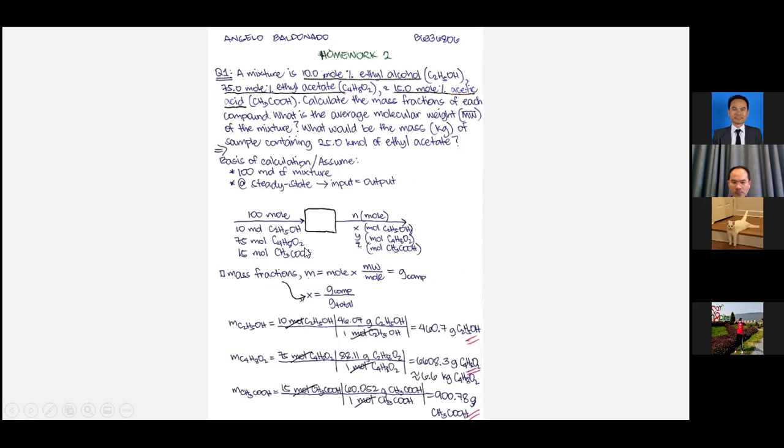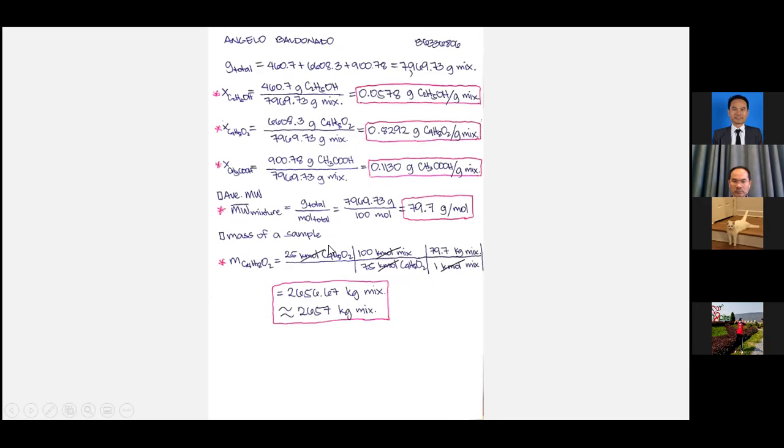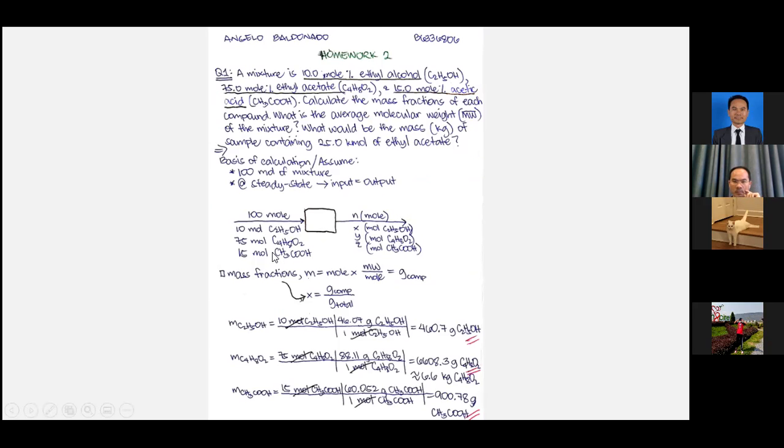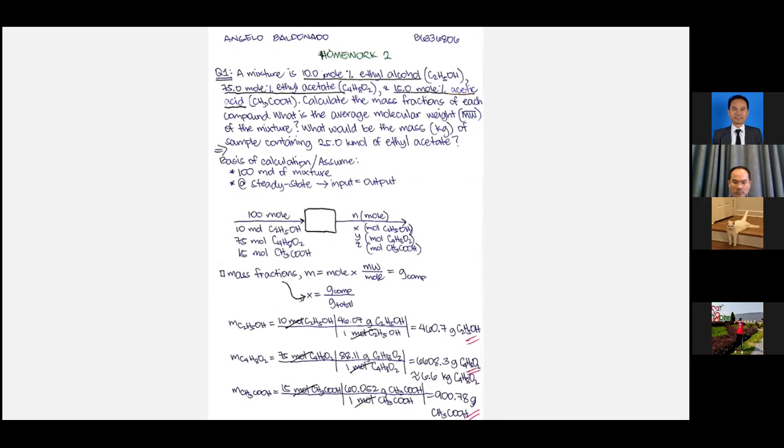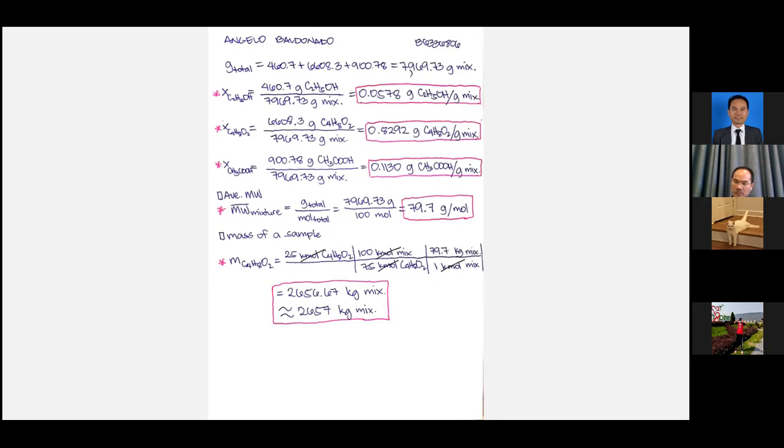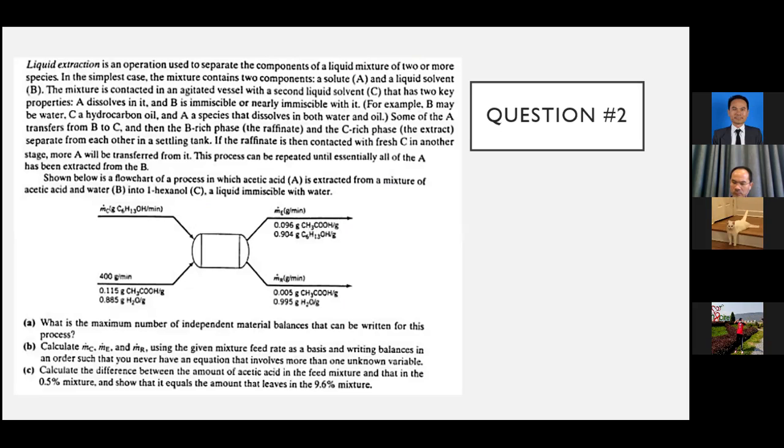And then for the mass of a sample of ethyl acetate, we have 25 kilomole for the sample, and we multiply it by the 100 kilomole of mixture, and then divide by the 75 kilomole of ethyl acetate from the mixture, and then multiply by the average molecular weight, which we get approximately 2,657 kilogram of mixture.